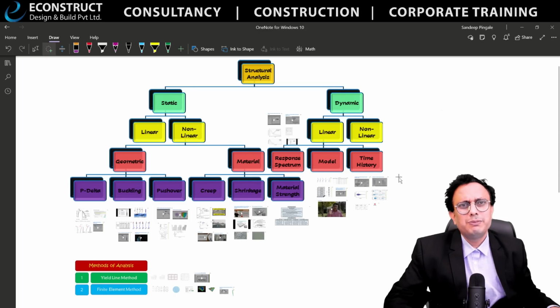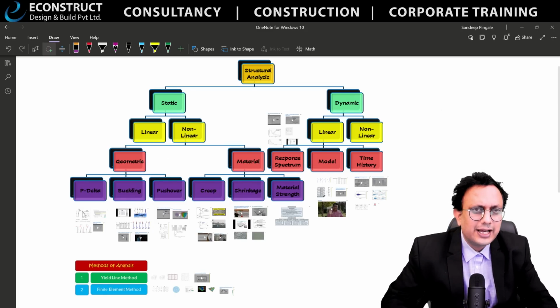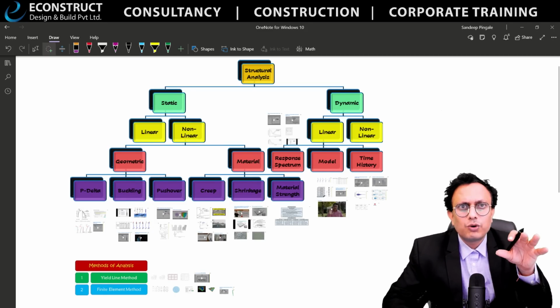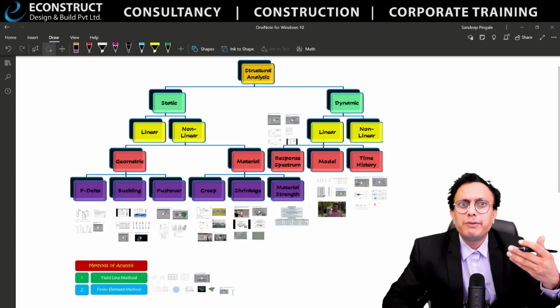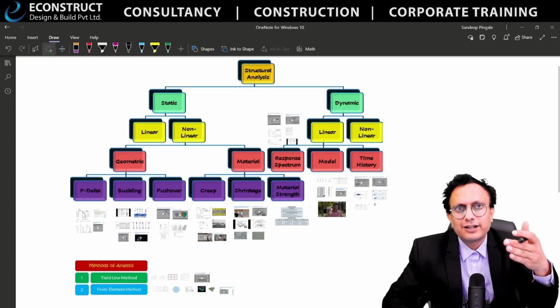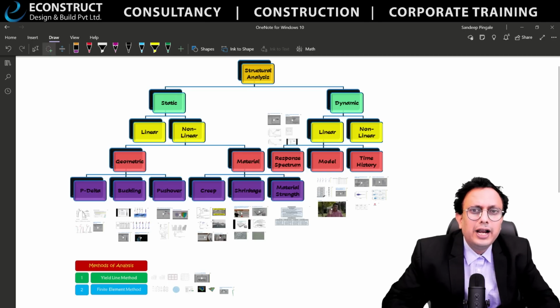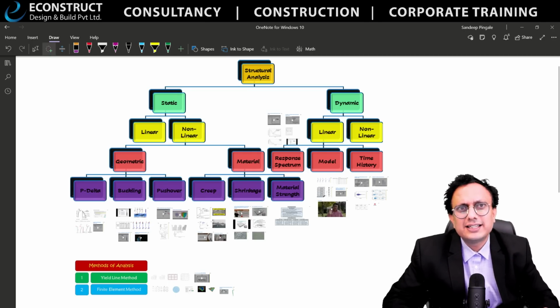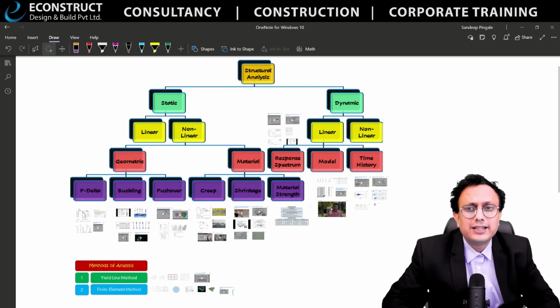Basically, what do you mean by analysis? Analysis is like, let's say for example, you give certain loads and the stiffness and try to calibrate whether the member is buckling, whether the member is bending, whether the member is failing under the shear and all. And there is a linear static analysis that everybody knows, and that is generally calculated during the college days.